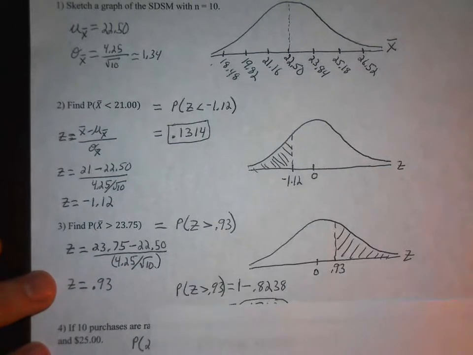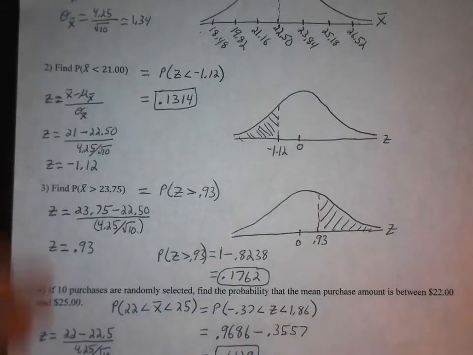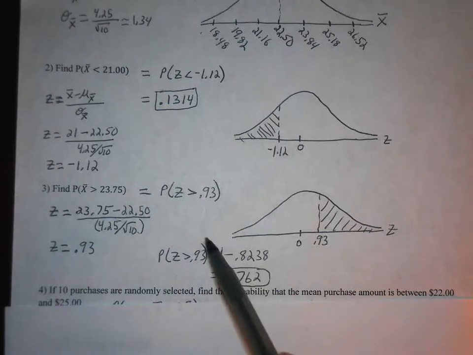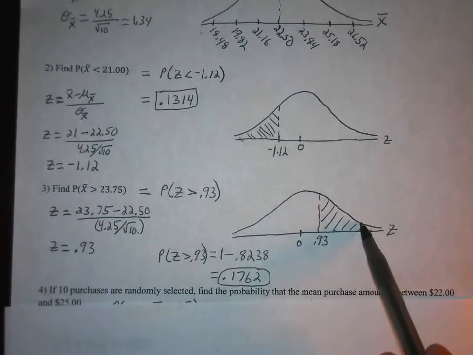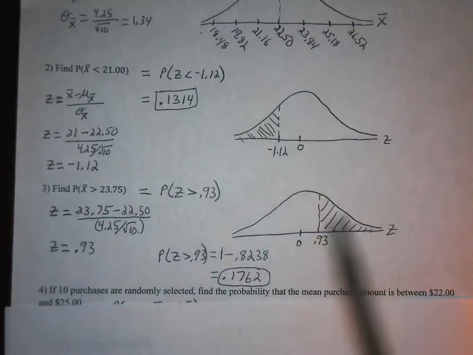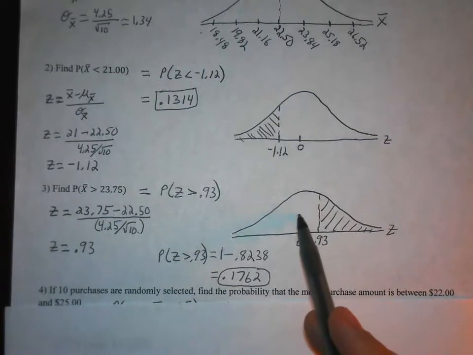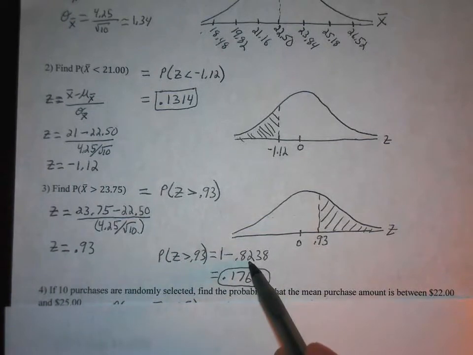On a diagram, and when I say show all work including diagrams, this is exactly what I'm talking about. Make sure that you draw these diagrams each time. In the second one here, we want to be greater than a z-score of 0.93, so we're shading to the right. When you look up 0.93 in the table, it gives you 0.8238. That is the area to the left, because your table gives you the left area. You want to do 1 minus that to find the area to the right.